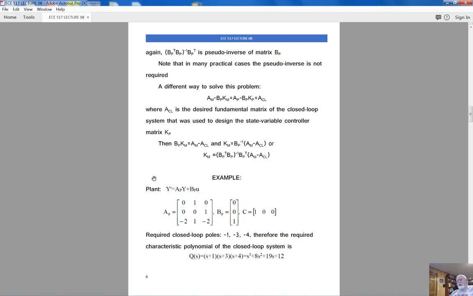The first example is the control plant with state vector Y, and matrix AP is the fundamental matrix of the control plant, and this is matrix BP, and U is the control effort. Very easy. This is the definition of matrix AP, this is the definition of matrix BP, and this is the definition of matrix C that may be used to define the output of the control plant.